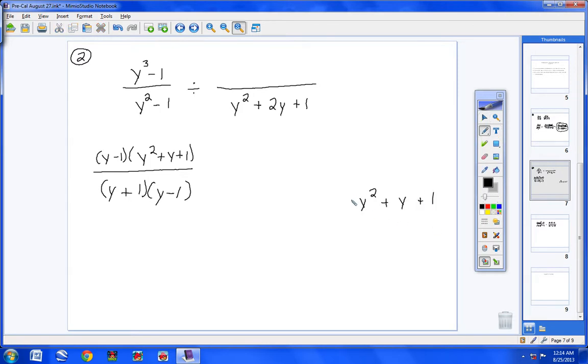Trinomial, lead coefficient of 1. So I'm going to list out the factors of 1. I need two numbers that multiplied together would give me 1, and added together would give me a positive 1. I don't think that's factorable.